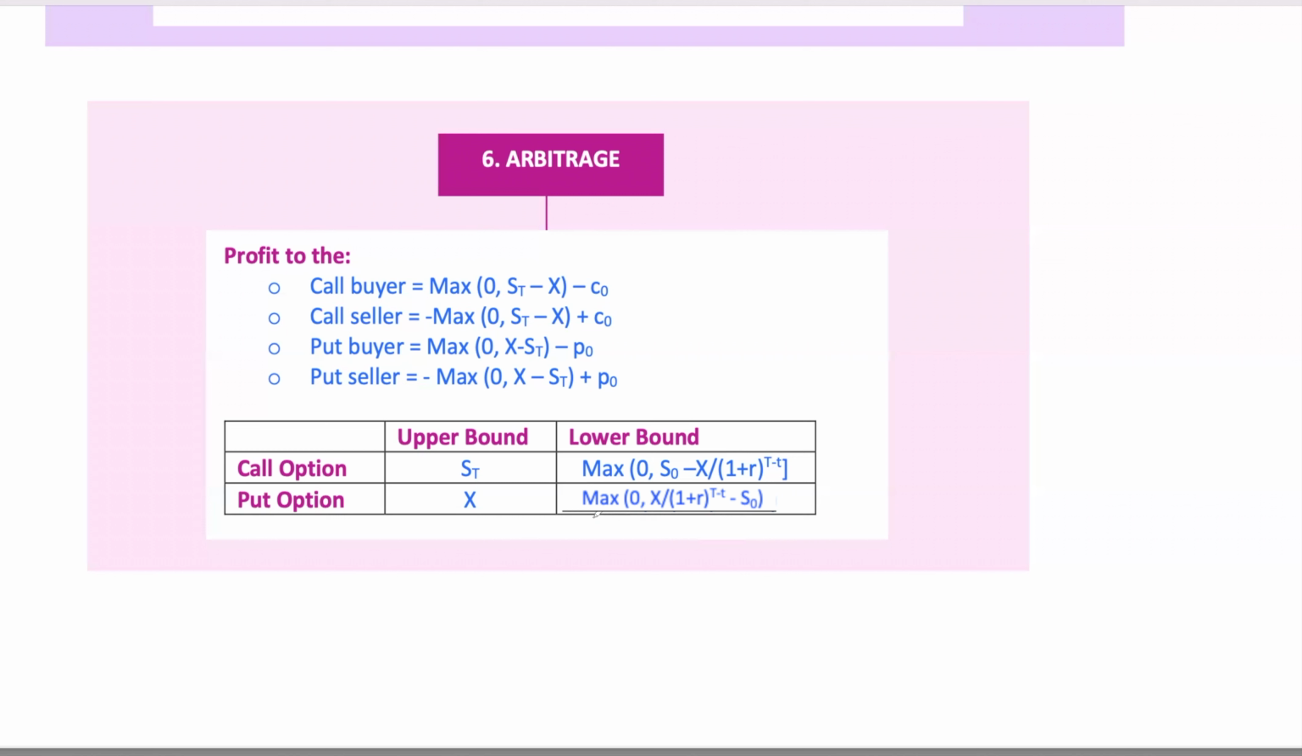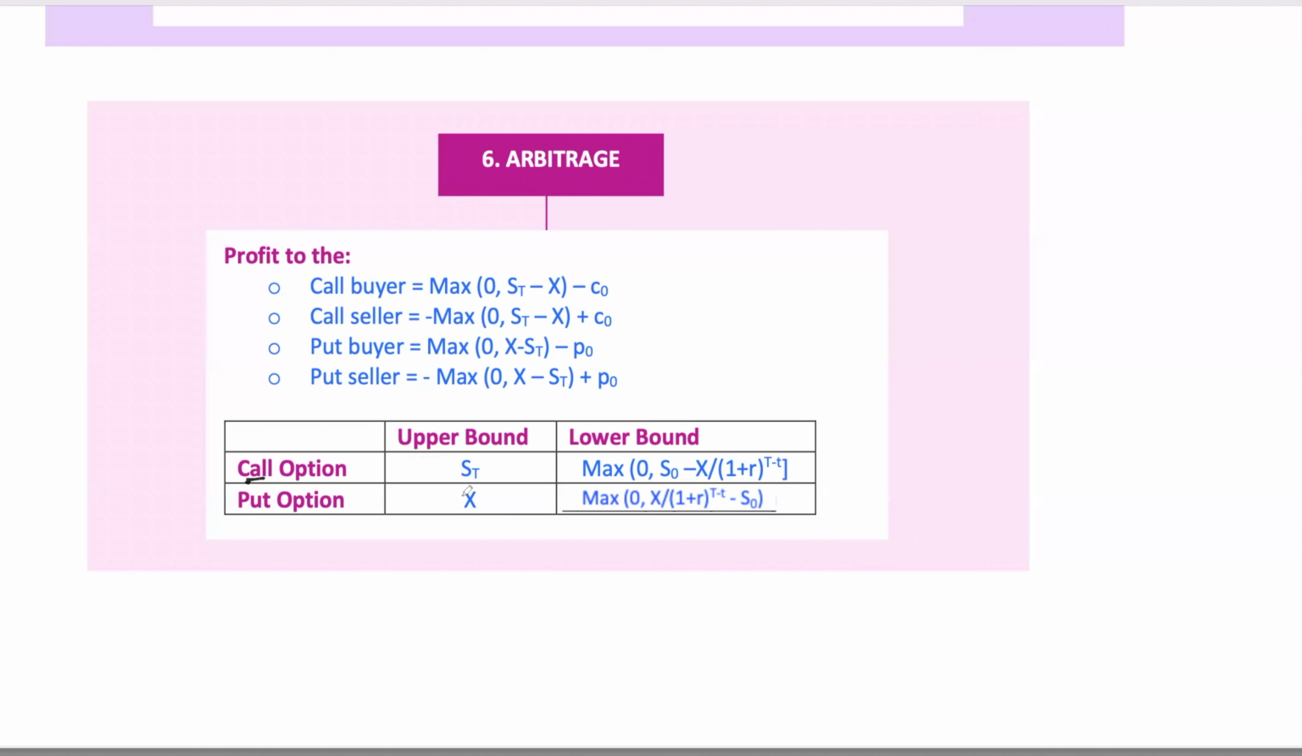For put options, the lower bound works similarly, but flipped. The lowest price a put option can have is either 0, or the difference between the present value of the exercise price and today's stock price. This ensures that a put option is never priced too low relative to what it should be worth based on future expectations.